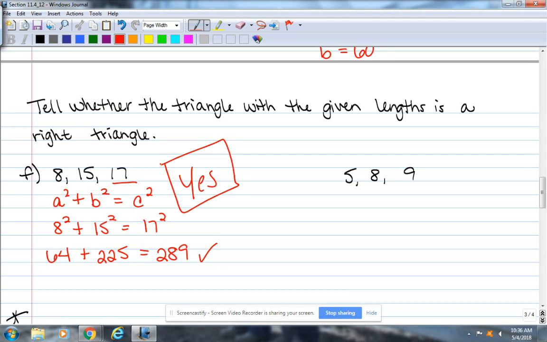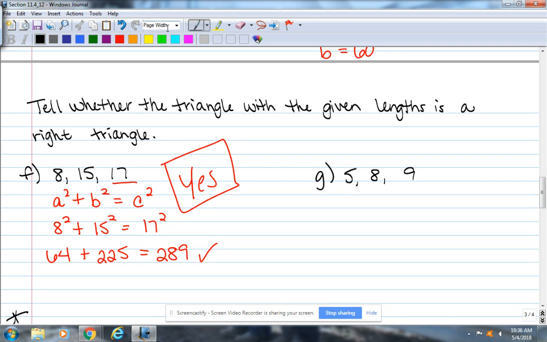Does that make sense what we're doing? If a squared plus b squared equals c squared is true for those side lengths, then yes, you do have a right triangle. And if it's not true, then no, you don't have a right triangle. So this is supposed to be problem G. I guess I erased the letter.